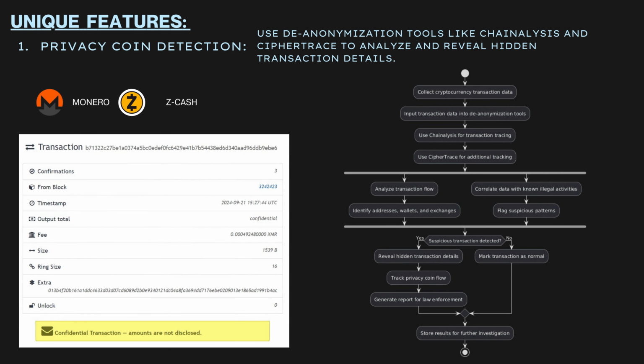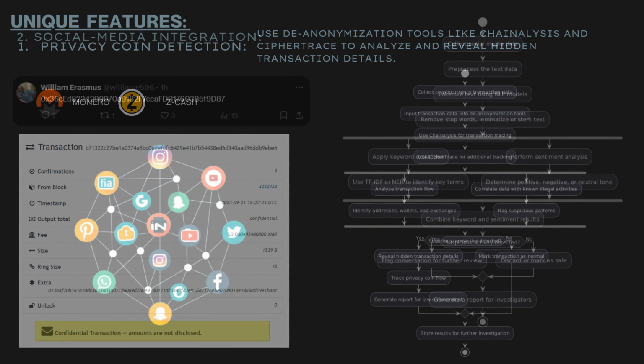The main unique features of our project, which make it different from others, are, first of all, the privacy coins. As you know, there are privacy coins like Monero and Zcash, in which we are not even able to see the addresses from which the money is transferred. As you can see here, it is confidential. So we are trying to detect that also by using the Chainalysis and CipherTrace APIs. This is the flow by which we are going to implement it.